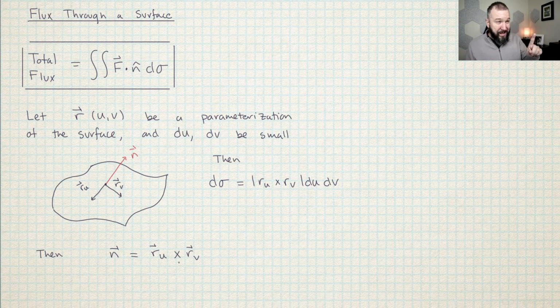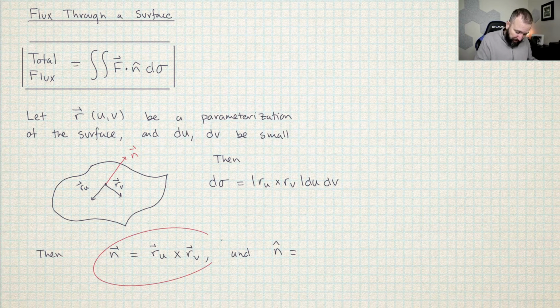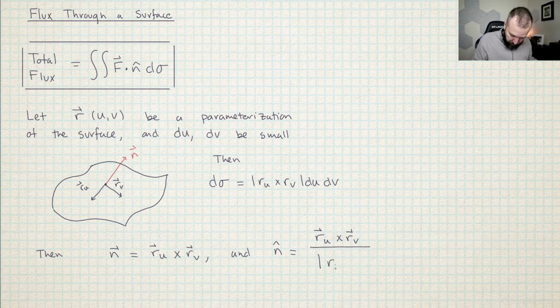But the issue is this may not be a unit vector. Remember, when you're calculating projections, you do the dot product with a unit vector. So I need to make this a unit vector. So n hat is going to be whatever n is, and then I'm going to find its magnitude and divide by that. So n hat is going to be r sub u cross r sub v, this is a vector, divided by the magnitude of r sub u cross r sub v.